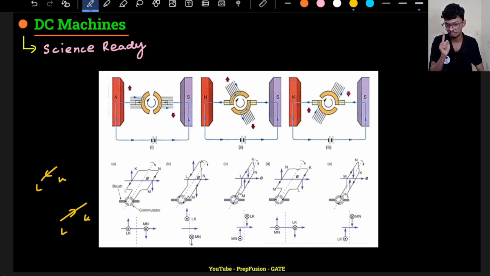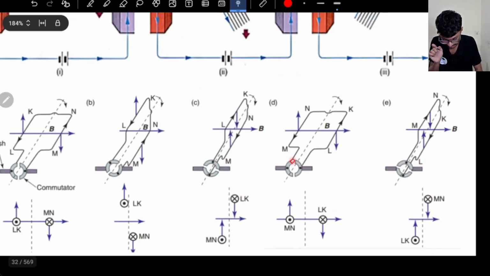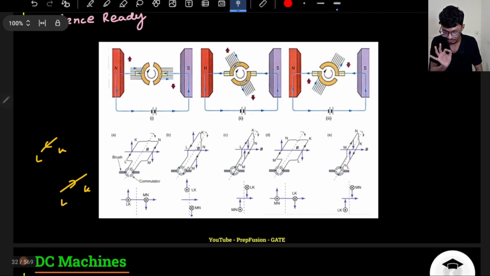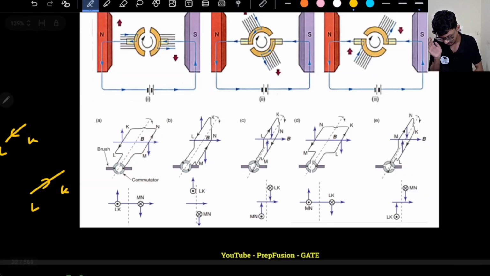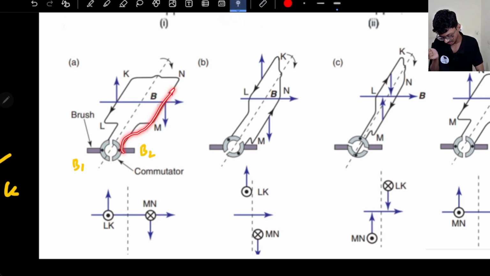So basically the important portion is, although the conductor is carrying an alternating current, in the brushes the direction of the current does not change because there is a mechanical gap here. If we observe in case A, the current was outgoing from this brush. Let's name this brush B2, and this one B1.